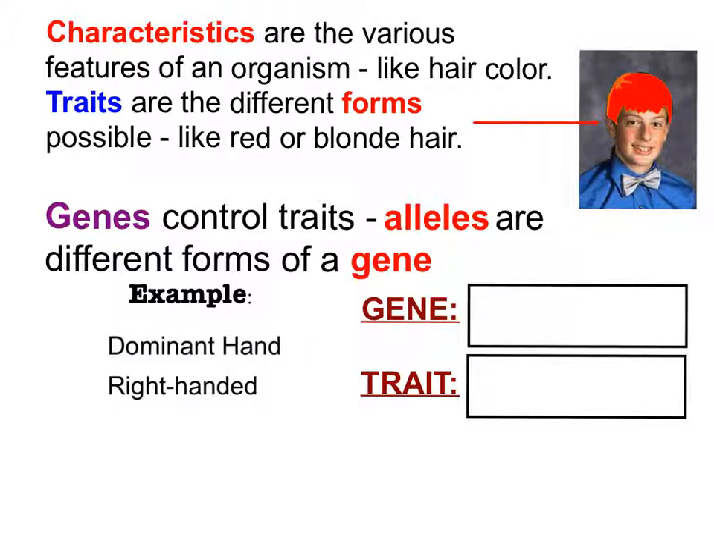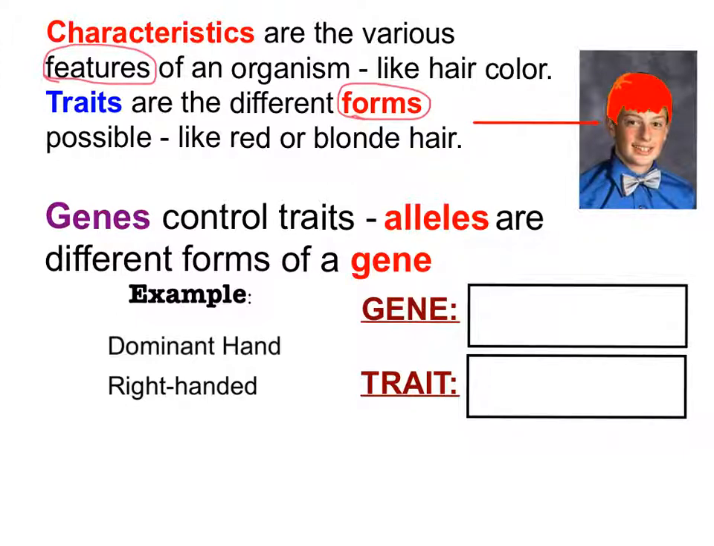So you might have red hair, like Noah over there on the right, or you might have blonde hair. You could have green eyes, you could have blue eyes. So traits are more so the different forms that you can possibly have. Characteristics are the different types of features. So hair color, eye color, blood type.